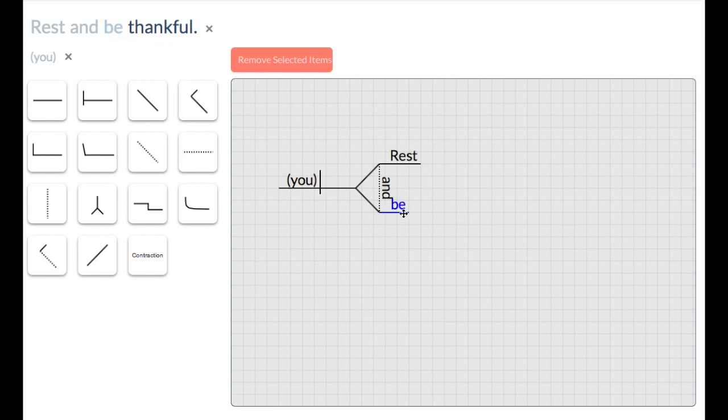And the verb be here is called an intransitive linking verb. It's linking the subject with another word. And it's linking the subject with the word thankful. So we put it on another horizontal line coming after be with a little slanted line here. So there is the sentence diagram for "rest and be thankful."